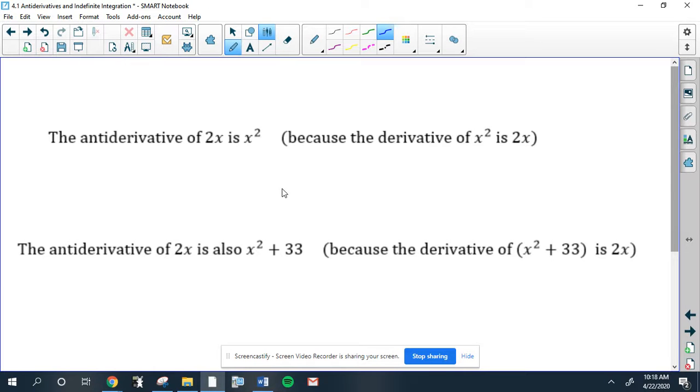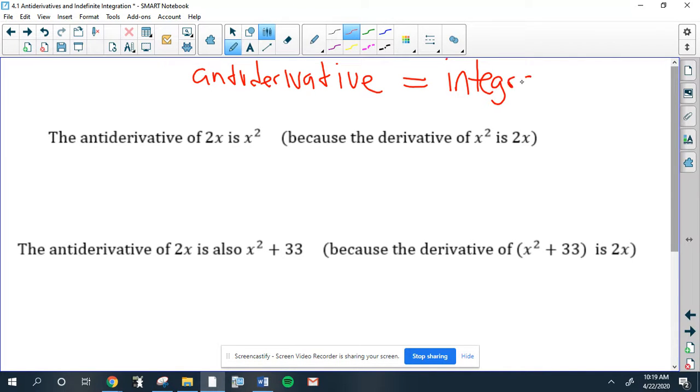So now we're going to look at some notation for antiderivatives and integrals. Remember antiderivative, the word, that's easy to understand. It's kind of the reverse derivative. So that's a good word because it tells you exactly what it is, but it's a synonym for integral. And this chapter is called integration, which is the process of finding the integral.